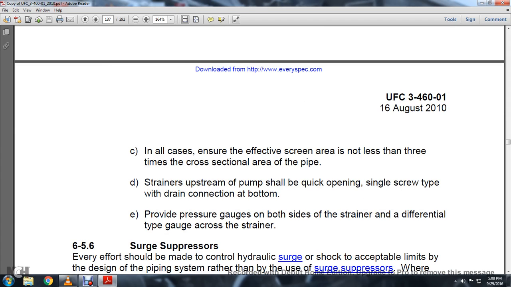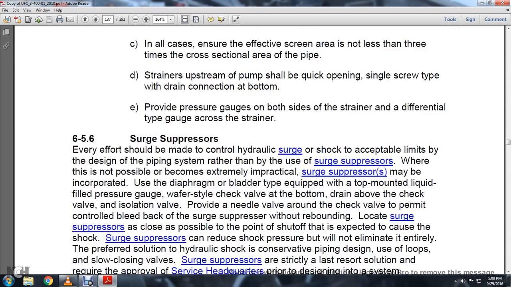In all cases, ensure the effective screen area is not less than three times the cross-sectional area of the pipe. The strainer upstream of the pump should have a quick-opening single screw type cover and a drain connection at the bottom. Provide pressure gauges on both sides of the strainer, or a differential type gauge across the strainer.